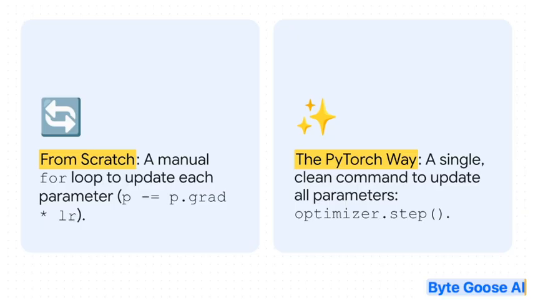Next, the optimizer. Remember that clunky for loop we had to write to manually update every single parameter? Yeah, that's gone. Say goodbye to that. With torch.optim, we just tell it, hey, here are all my model's parameters. And then when it's time to update, we just call one thing, optimizer.step. Boom, done. One line of code that works whether your model has 10 parameters or 10 billion.